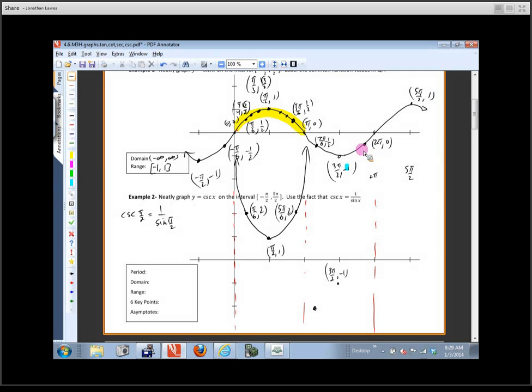Same thing over here, and this would be, let's see, if I were to back up π/6 from 2π, that's going to be 11π/6, and that's going to have a value of -2 also. So it's going to look like this. Okay, maybe not exactly like that, but you get the idea. This is 7π/6, -2, and this is 11π/6, -2.